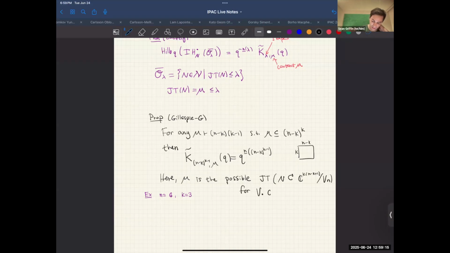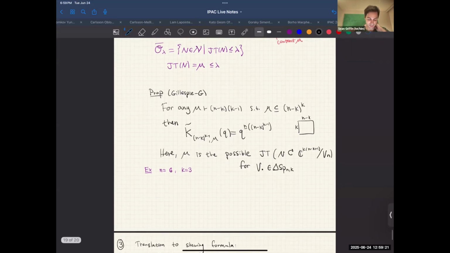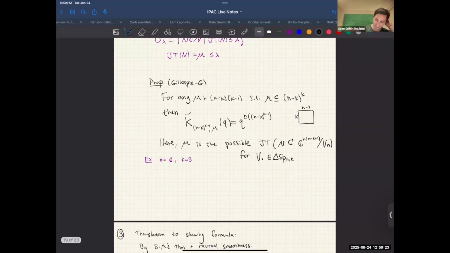For partial flags in the Springer fiber. And maybe I will leave it as an exercise, or you can ask me to do it in a second during questions. An exercise is to check it, prove it. The proof is quite cute, and you can see it kind of easily if you do enough examples.